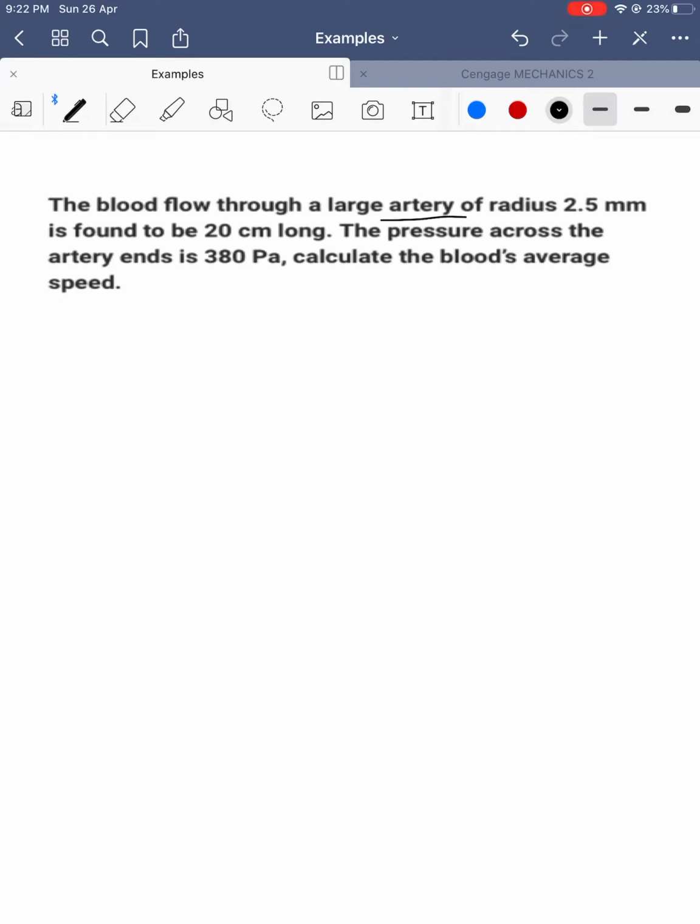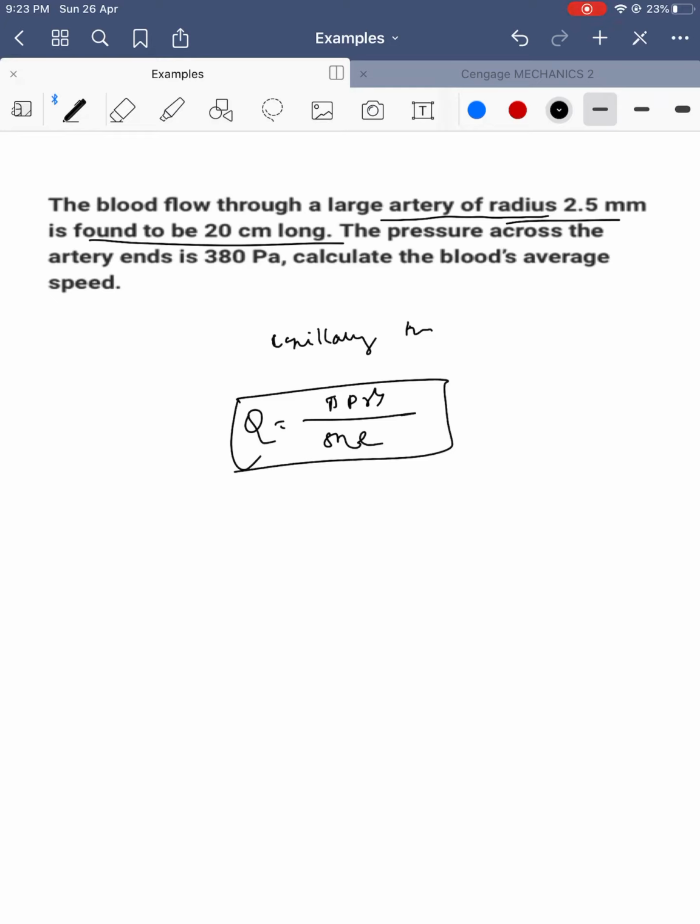Blood flows through a large artery of radius 2.5 millimeter and length 20 centimeter. If blood is flowing through nerves or anything like that, that is also a Poiseuille's theorem application, and that is also a capillary tube. Q is equal to pi P r power 4 by 8 nu L. The pressure across is maintained at 380 pascals, so P is known. Calculate the average speed.